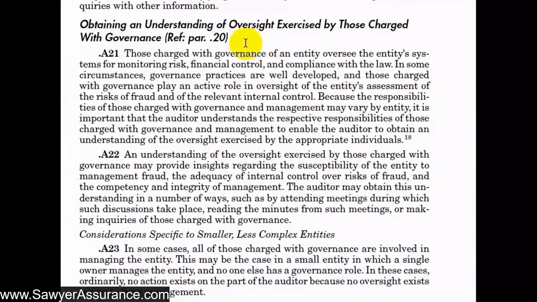Okay, so now we're down in the explanatory material as it relates to obtaining an understanding of the oversight exercised by those charged with governance. And so typically those charged with governance, for instance, the board of directors, are responsible for overseeing the entity's systems for monitoring risk, financial control, and compliance with the law. And depending on the type of entity, these responsibilities may be more of a hands-on requirement of the board, or more of a high-level involvement.